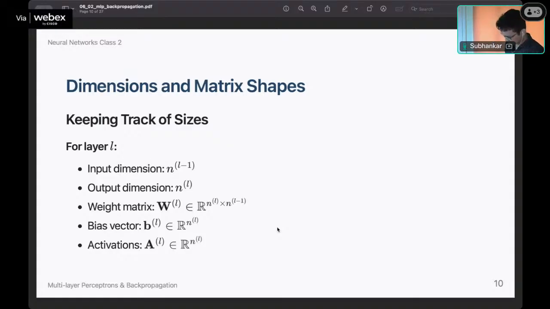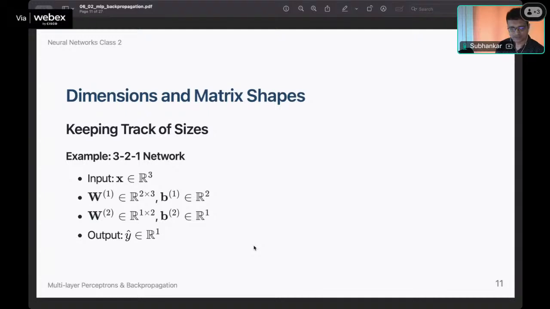You can easily write the exact dimensions as you want, and the multiplications will happen. So basically the input dimension is N(L-1), the output is NL, the weight matrix is WL, and then there is the bias vector. So you find out which dimensions they all belong to. In a 3-2-1 network, with 3 input neurons, 2 hidden neurons, and 1 output, you will have input X in R3. W1 will be R2 cross 3 because it is going to 2, and then W2 will be 1 cross 2, and eventually the output is in R1.